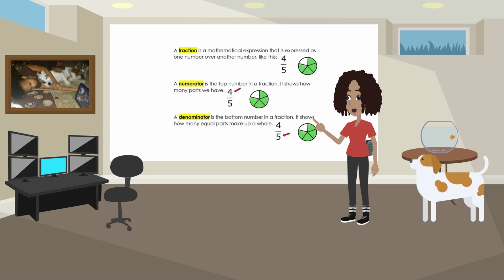A numerator is the top number in a fraction. It shows how many parts we have. 4 parts of the circle are shaded green, so the numerator is 4.